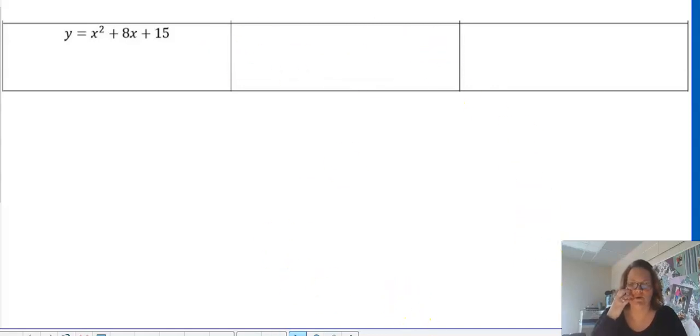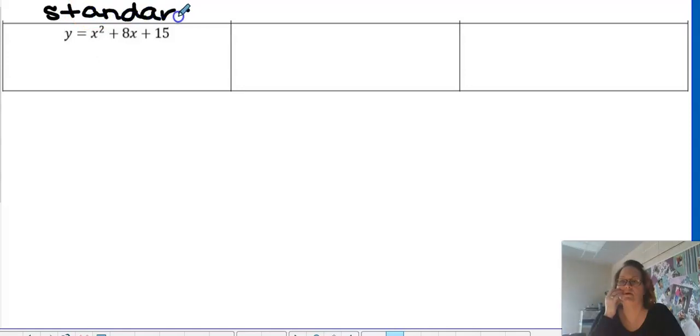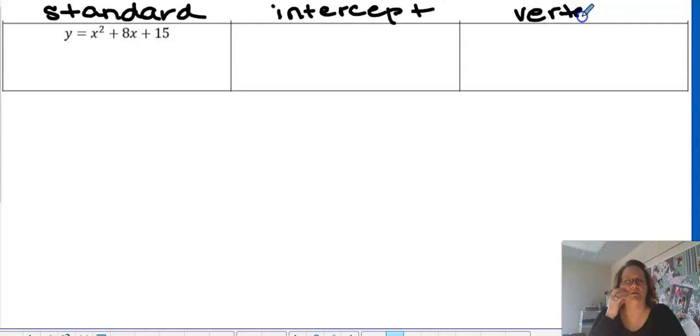So you remember on your chart, on your quadratic notes, this was standard. And then this was factored or intercept. And this was vertex form over here. And I told you you can go over and graph it, just need to keep that A value the same as it was.